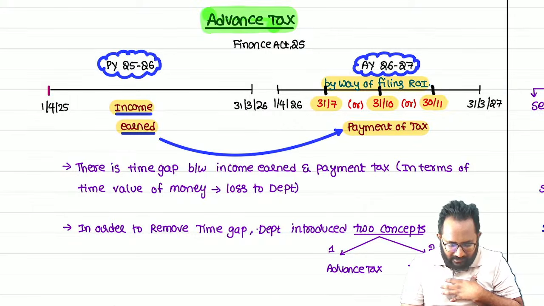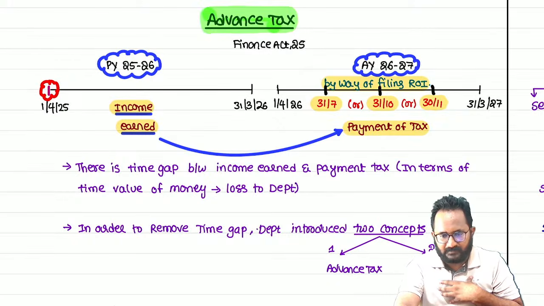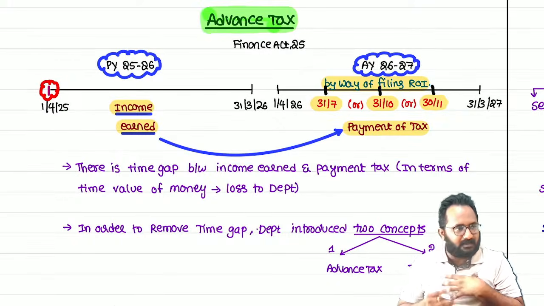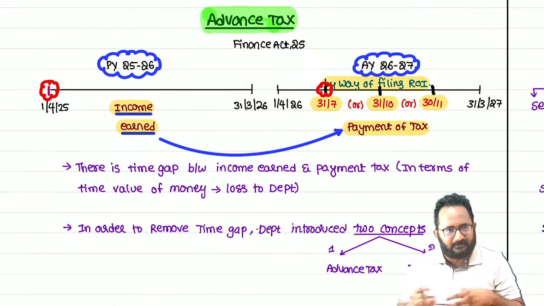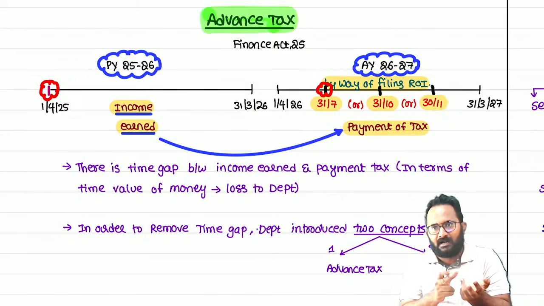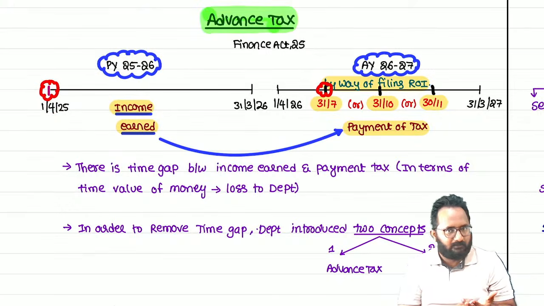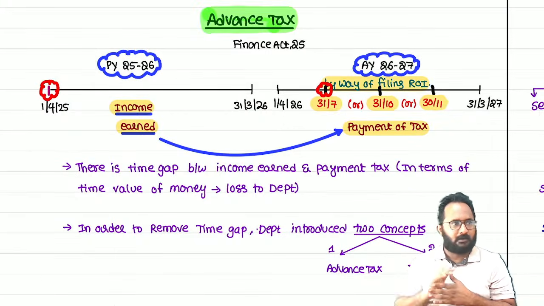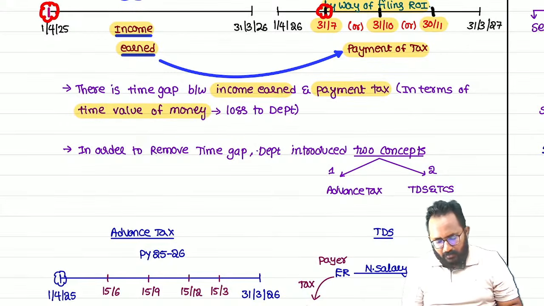Now here, I want to analyze one income detail. Suppose you earn the income on the first day of the previous year. On that income, we generally pay the tax in the assessment year, suppose this due date is applicable for our case. Here there is a huge time gap between the income earned and the payment of tax. You earn the income on the first day of the previous year, but you pay the tax on 31st July of the assessment year. You can observe a huge time gap between the income earned and the payment of tax in terms of time value of money.